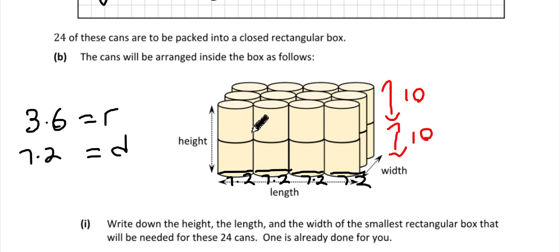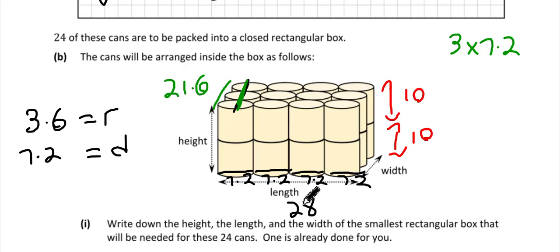All right. Now what about this direction here? I'll use a different color. What about this green line? How many circles are we looking at there? So 3 diameters worth. So 3 times 7.2. So you have 21.6 for the green, 28.8 for the black, and 20 for the red.